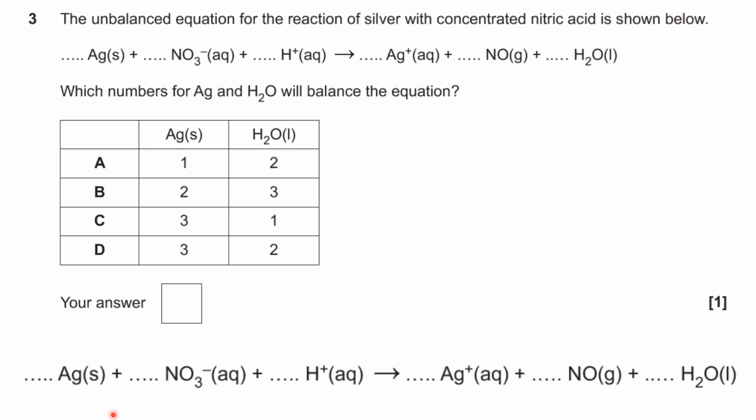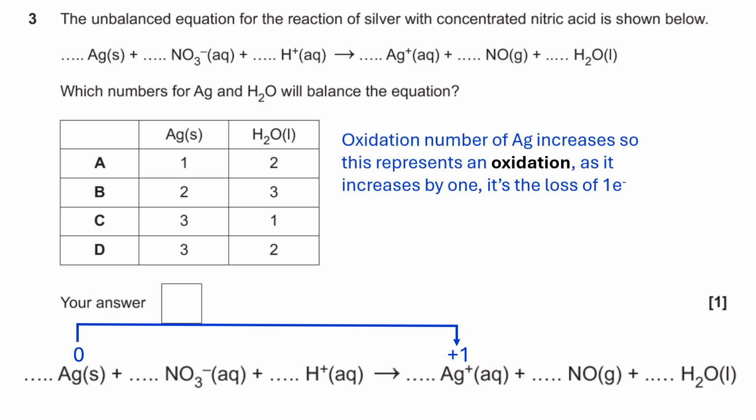it's easier and more effective to use oxidation number changes. So the first thing to do is to go for silver as a solid, because it's an uncombined element, so it's going to be 0. Silver plus ions will obviously be +1 because there's only one species in the ion. It's not a multi-atomic species like NO3-, for example. So the charge on that ion is going to be the same as its oxidation number. So you can see that the oxidation number of silver increases, so this represents an oxidation.